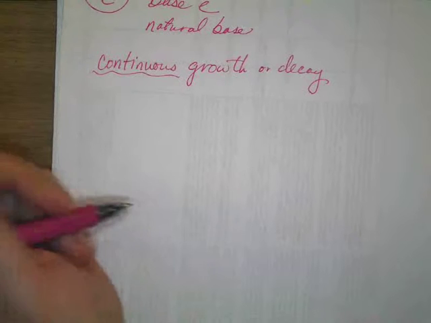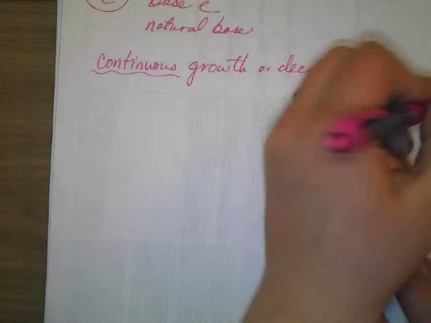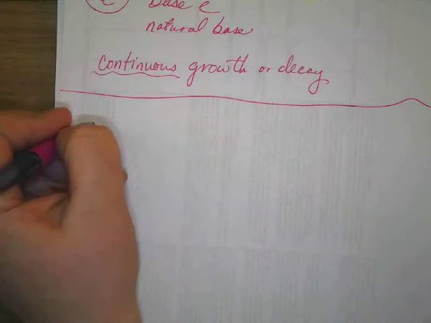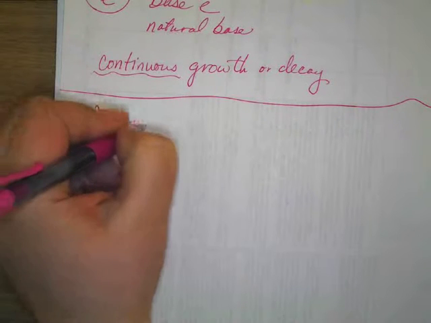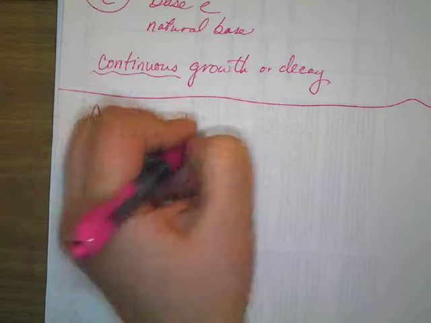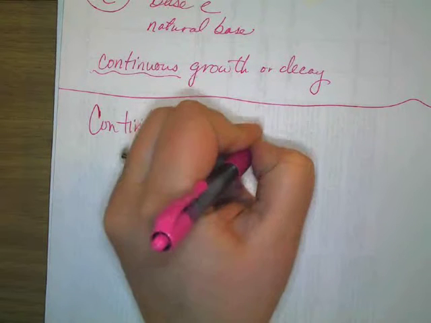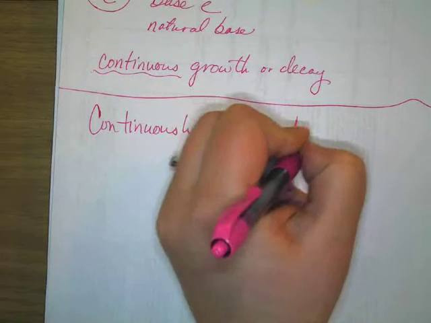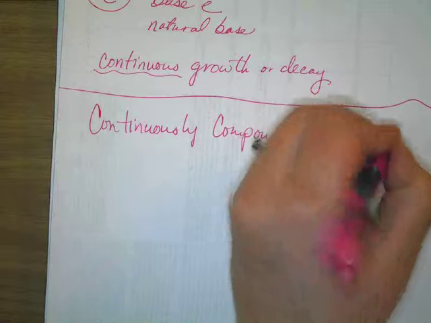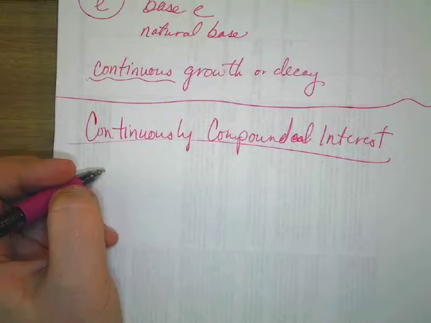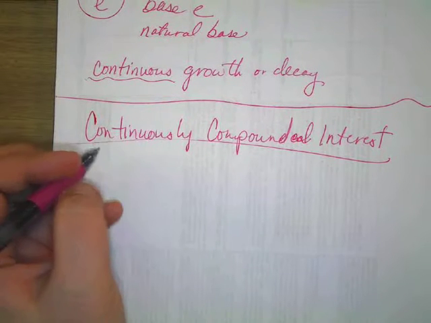The really only thing from part 2 that we're going to look at today, other than talking about a natural base, is compounding continuously, which we just were talking about. Continuously compounded interest. This is the base e.